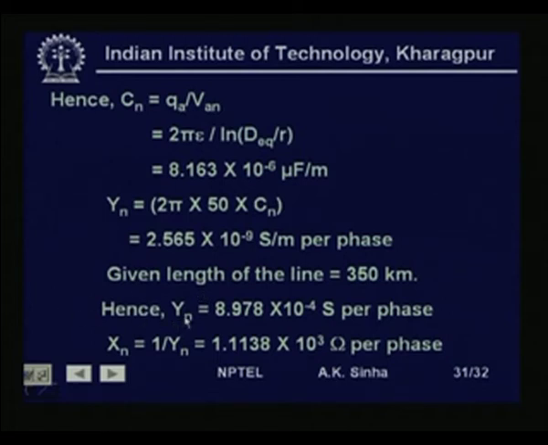Therefore, Yn is equal to 8.978 into 10 to the power minus 4 Siemens per phase, that is multiplying this by 350 kilometers, which is 350 into 10 to the power 3 meters. So, this gives us this much, and the reactance will be equal to 1 by admittance, which comes out to be 1.1138 into 10 to the power 3 ohms per phase, that is 1.1138 kilo ohms per phase.